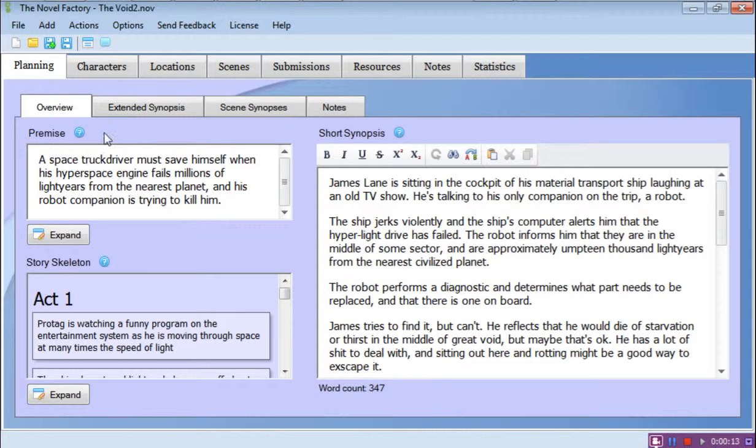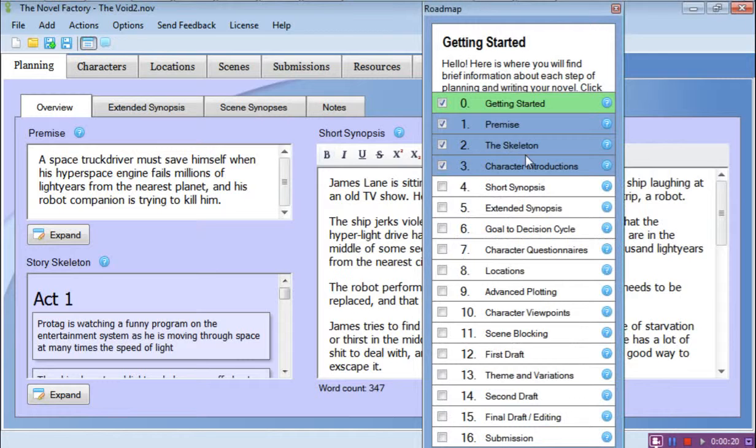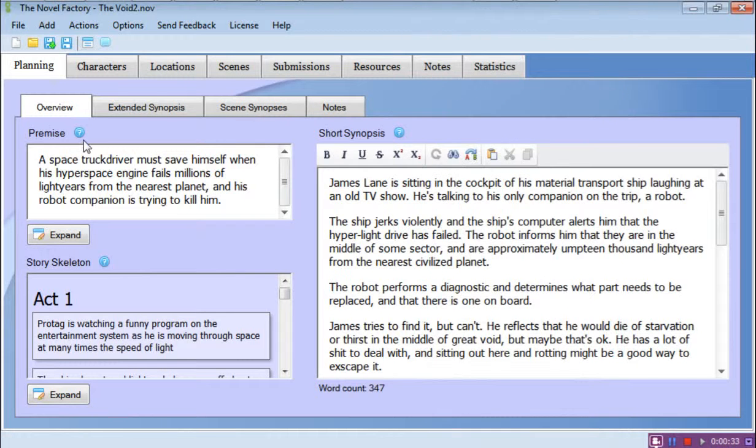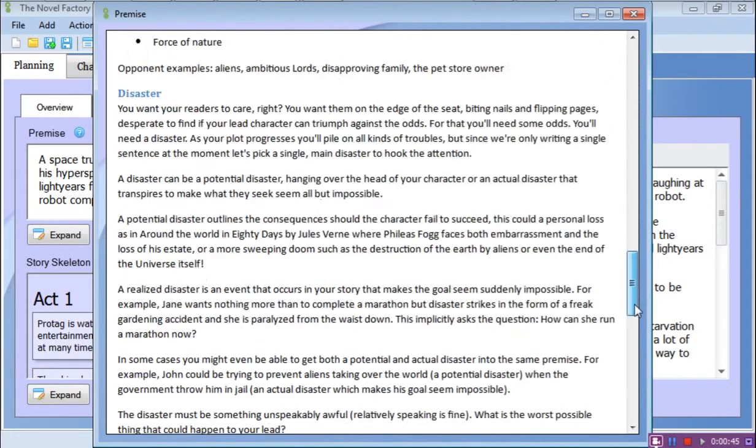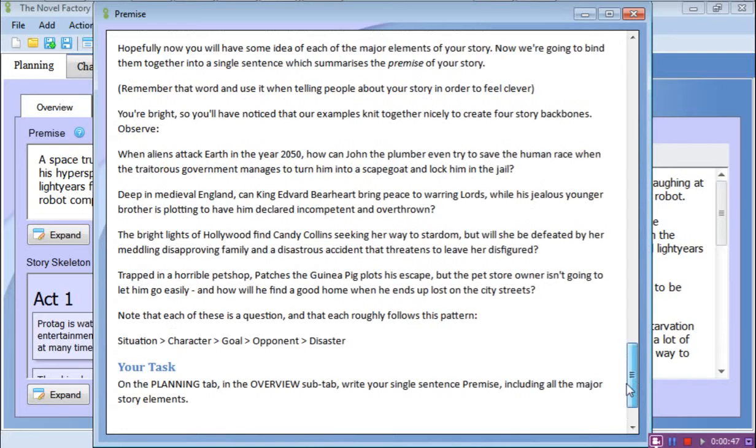Now, one of the places that you start, if you look at their roadmap, the first thing you do is you come up with a premise. And what that means is they tell you here, it should be possible to express the premise or the central idea of your story in a single sentence. And they go through some discussion of that, which you can do on your own.